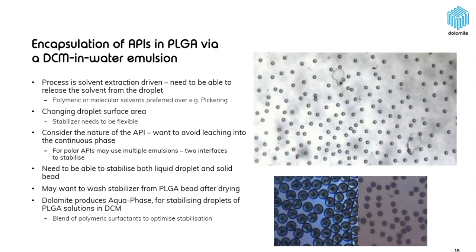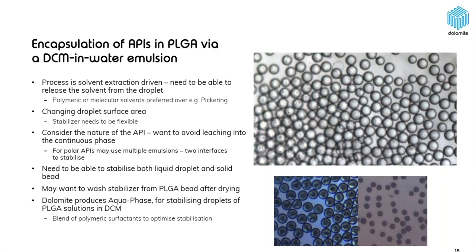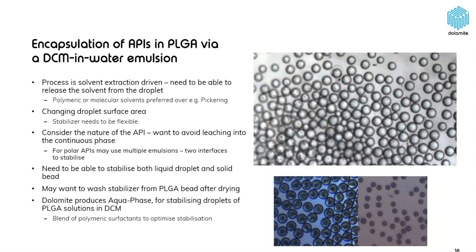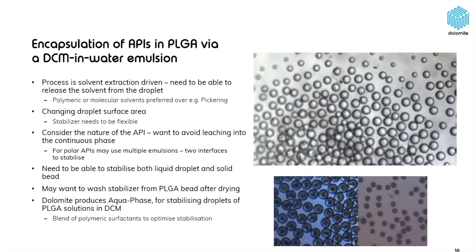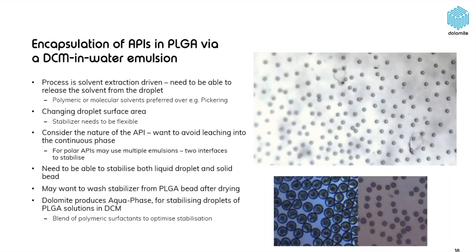It can be the same stabilizer, or you might find that different stabilizers work best for each interface, depending on the composition. You also need to be able to stabilize both the initial liquid droplet and also the solid bead that then results. And you might also want to be able to wash that stabilizer from the PLGA after drying. So we factored all of this into account here at Dolomite, and we produce a stabilizer called Aquaphase, and that's optimized for stabilizing exactly this type of droplet. The approach we took was to use a proprietary blend of polymeric stabilizers.